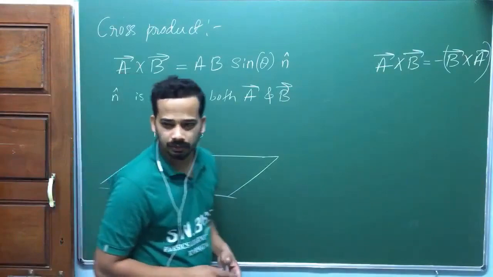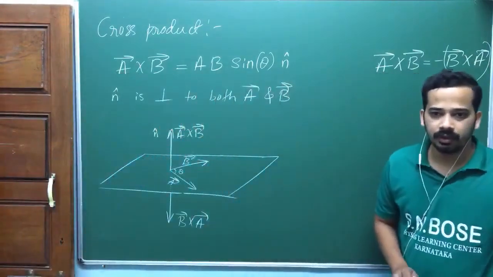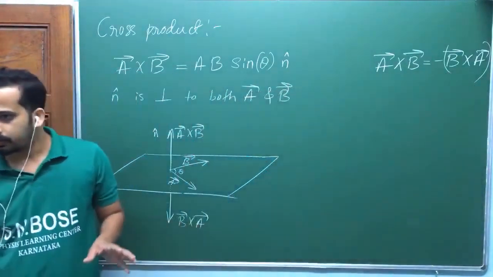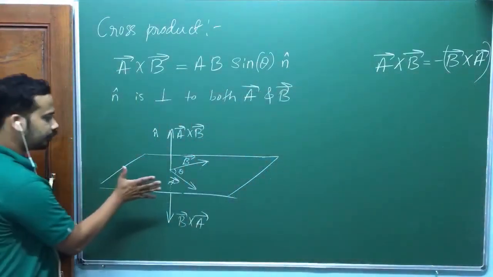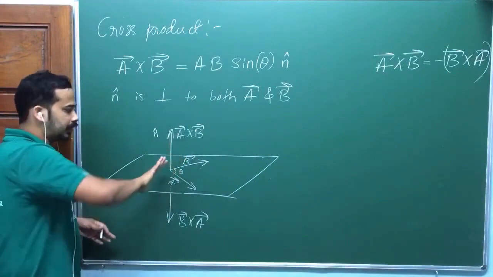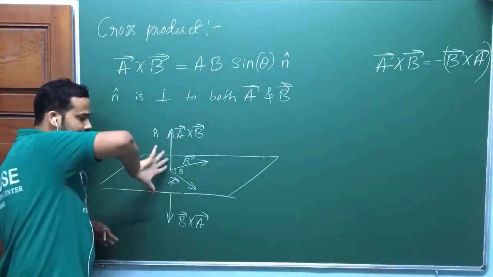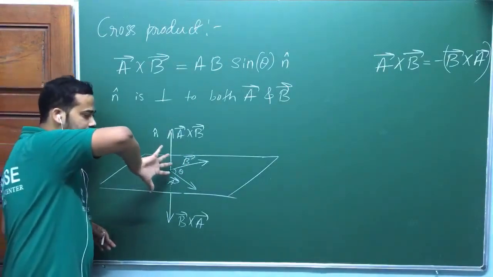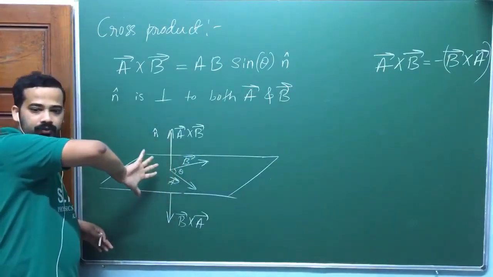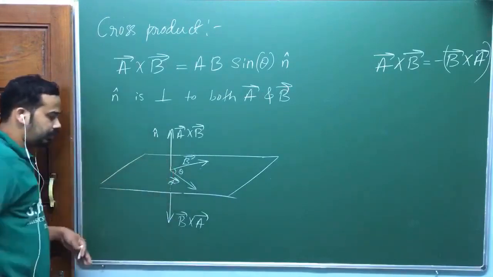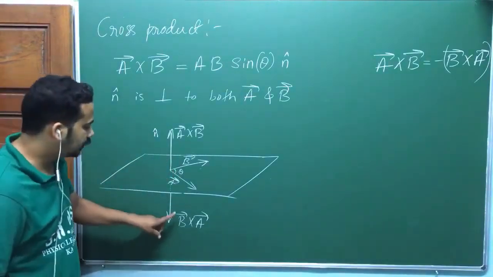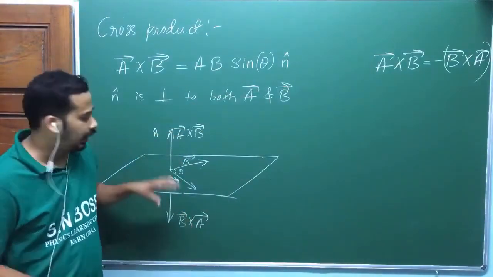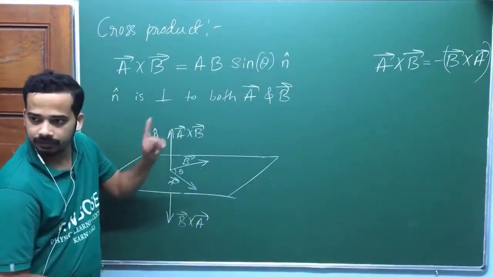Sometimes I use the screw rule, but if you don't have any experience with nut, bolt or something, use the thumb rule. A to B, and the thumb will represent the cross product direction. If you need B cross A, your four fingers should curve from B to A, and then your thumb will represent B cross A. Obviously, B cross A is negative of A cross B. Their magnitudes are the same, but the direction is opposite.